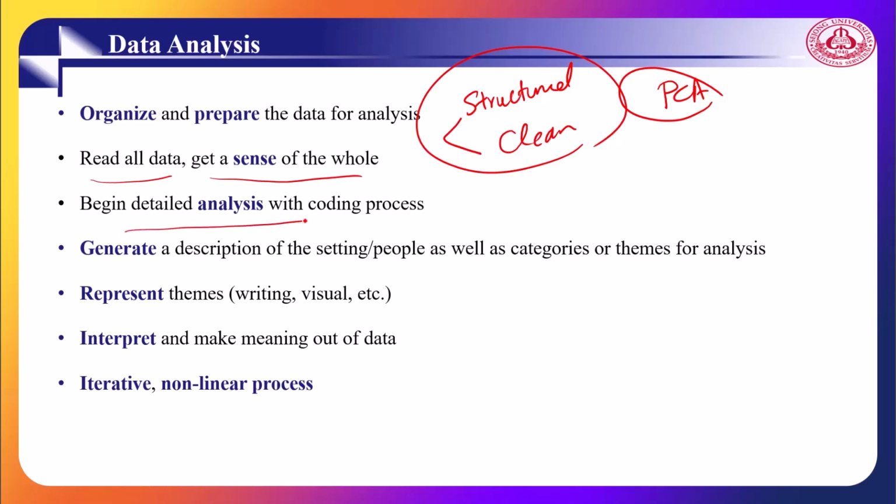Then we need to begin detailed analysis with the coding process. We have to identify key concepts and categorize within the data. We have to assign codes or labels to segments of data. We have to create categories based on the codes that we have. Next, we have to generate a description of the setting or people, as well as categories or themes for analysis. We need to develop a detailed understanding of the data context and major themes. We need to describe the context, setting, or population that we are working on, and also we may need to identify and define major themes or categories that emerge from data.